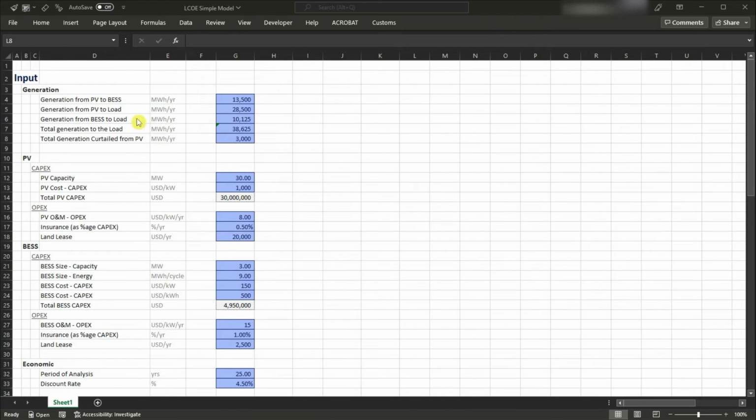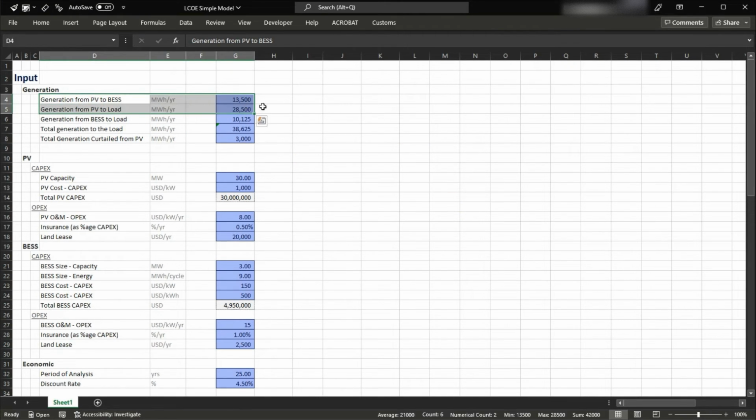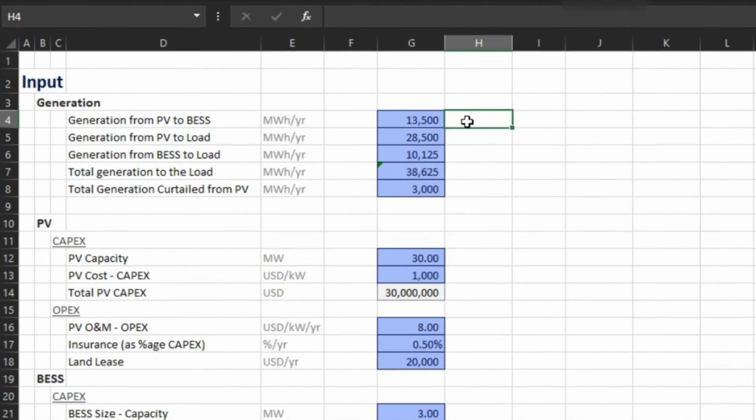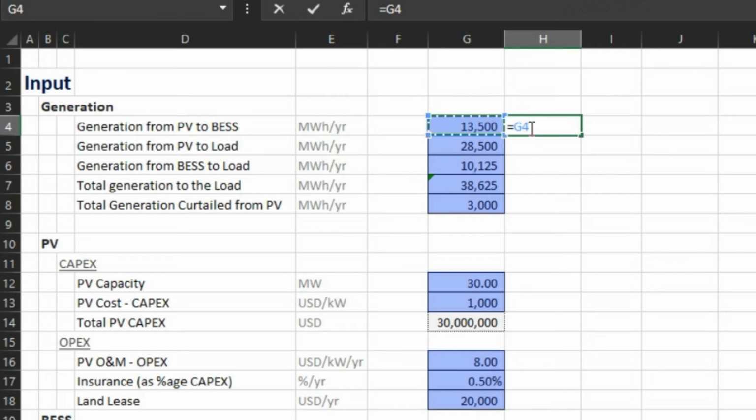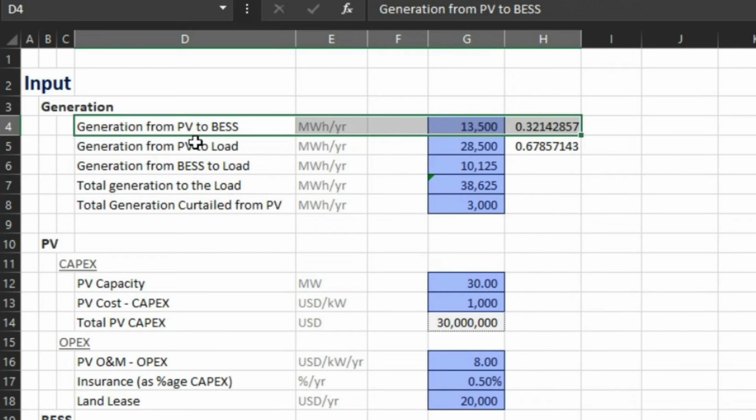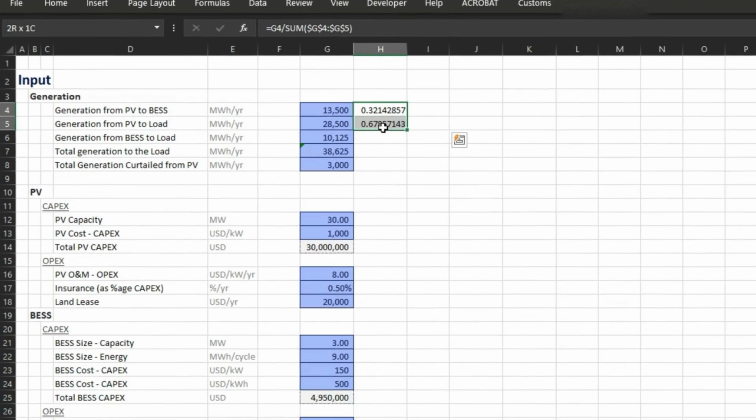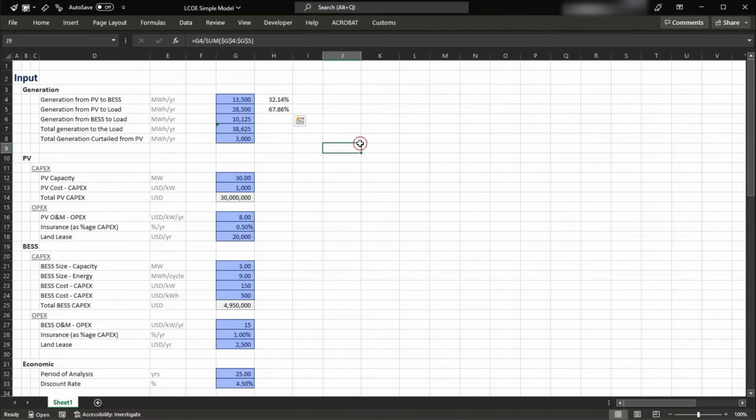And how do we do it? If you look here, the energy flows going from the PV to BESS and PV to load are these first two streams in here, which accounts for 42,000. So out of this 42,000, how much belongs to the BESS? It's a very simple calculation, which is equal to this cell here divided by the sum of these two here. So basically we're calculating the percentage of the flows that go from PV to BESS and from PV to load. So what we have here is 32% against 67%, sorry.